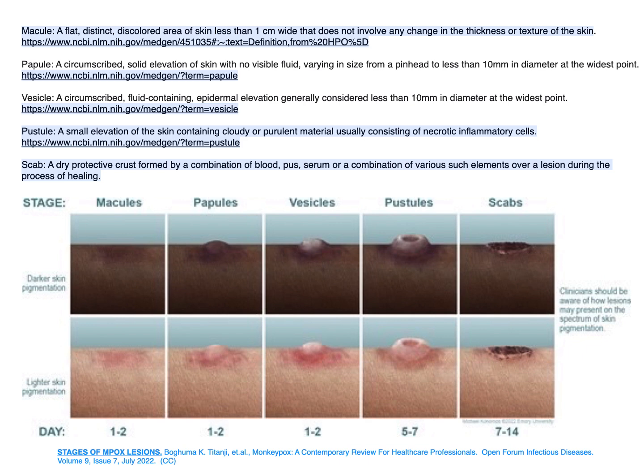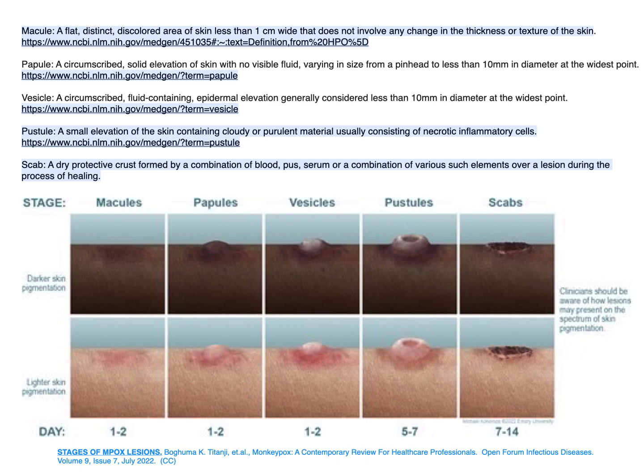Macule, a flat, distinct, discolored area of skin less than 1 centimeter wide that does not involve any change in the thickness or texture of the skin. Papule, a circumscribed, solid elevation of skin with no visible fluid, varying in size from a pinhead to less than 10 millimeters in diameter at the widest point. Vesicle, a circumscribed, fluid-containing epidermal elevation, generally considered less than 10 millimeters in diameter at the widest point.